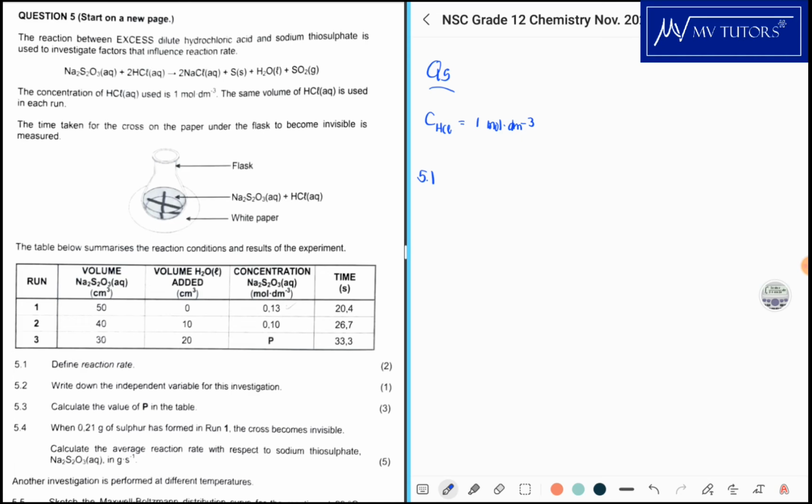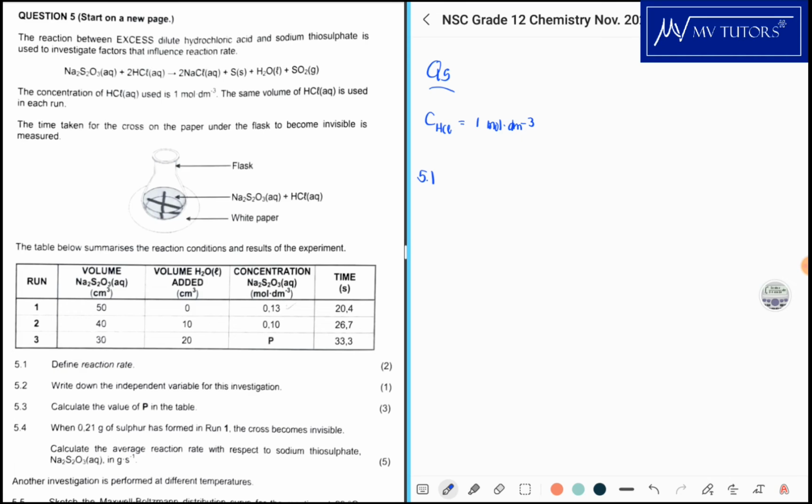All right, so 5.1, define reaction rate. Simply put, the rate at which the reaction takes place. But you're not going to write that. So the rate of the reaction is basically the change in the amount of what? It could be concentration, mass, or moles, etc. I'll use concentration for now: the change in the concentration of your reactants or your products per unit time.